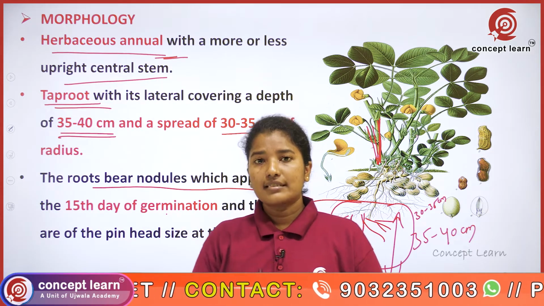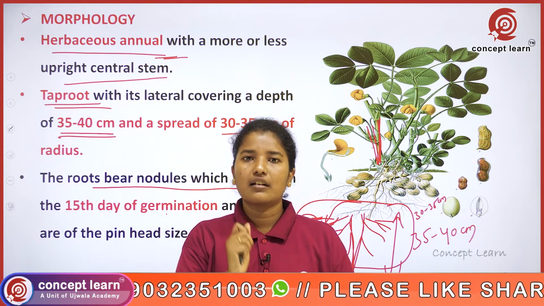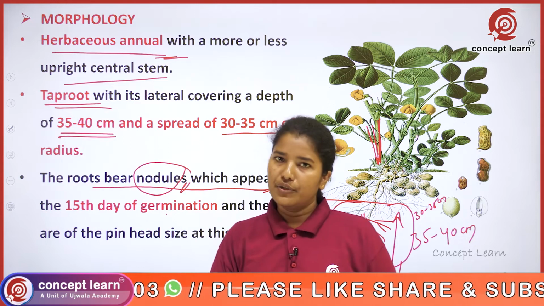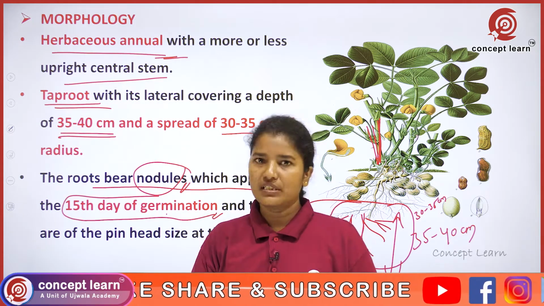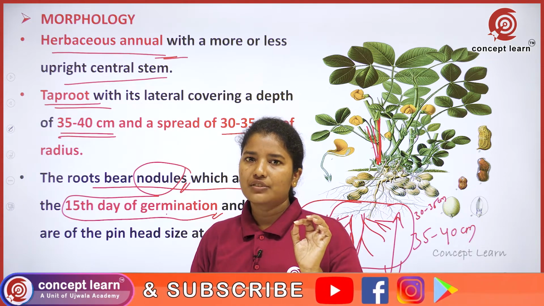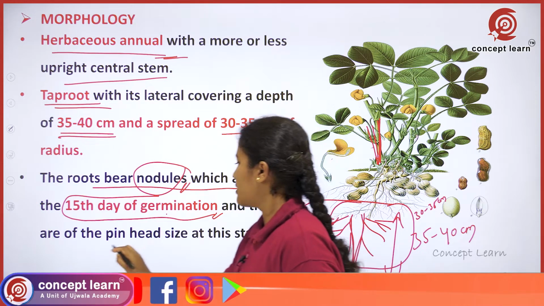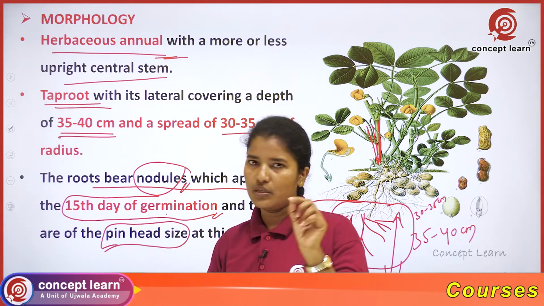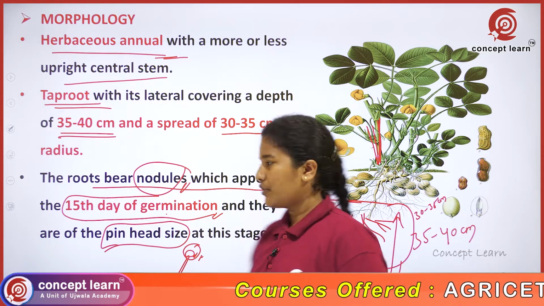So for this they have some special structures or special organs in the plant, called nodules. We can see them after the 15th day of germination. We can see some small nodular structures, which are useful for atmospheric nitrogen fixation, in pinhead size. This will be the size of these nodules present on the roots.